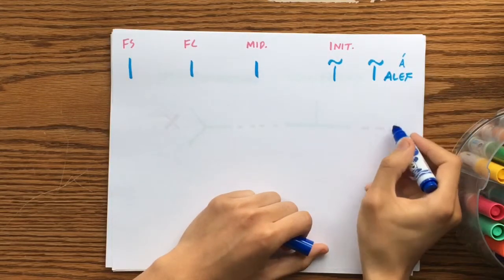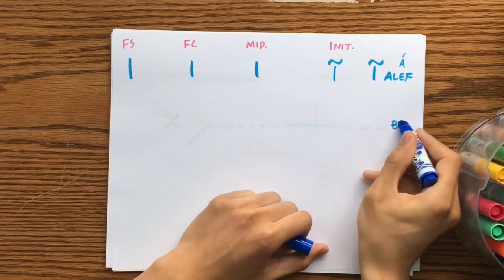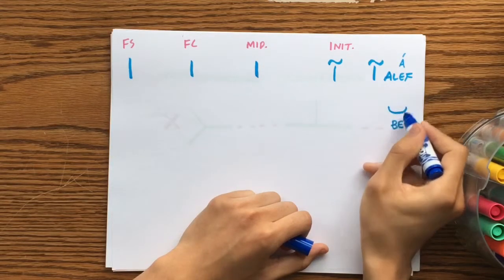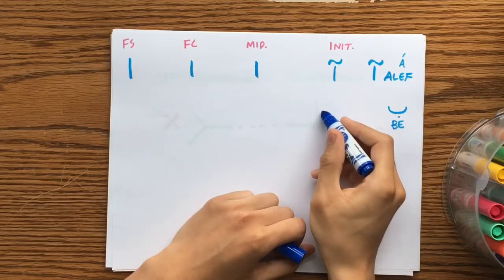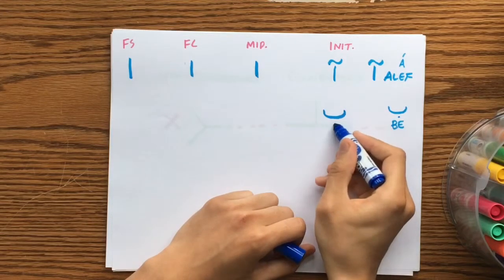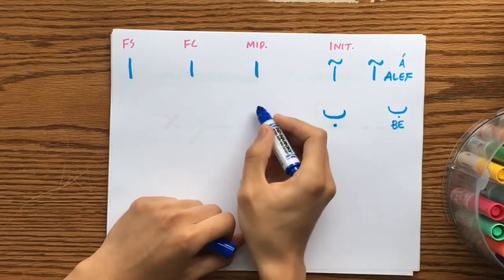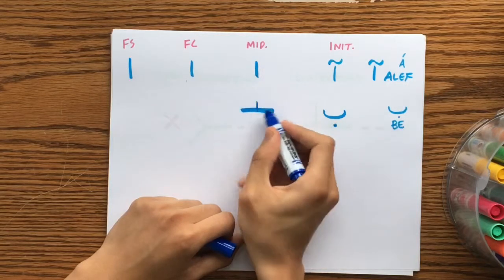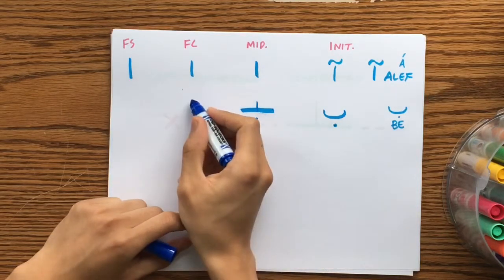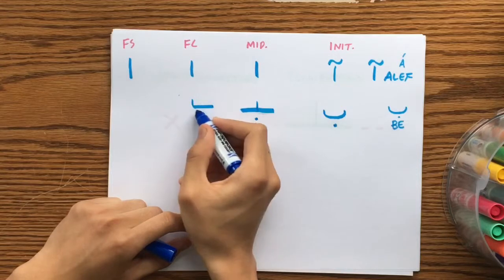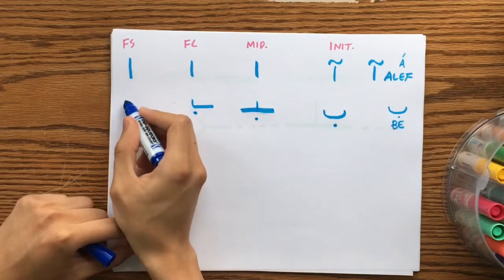The second letter is called be, which makes the B sound, b. The initial form looks like this. The middle form looks like this. And this is the final connected, and this is the final separate.